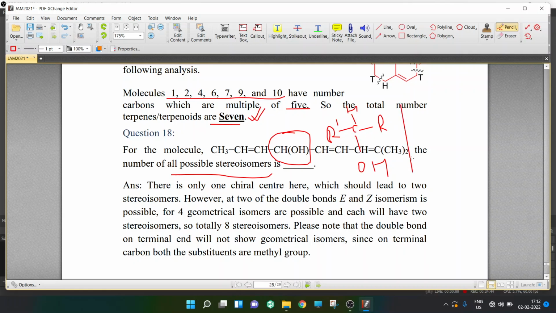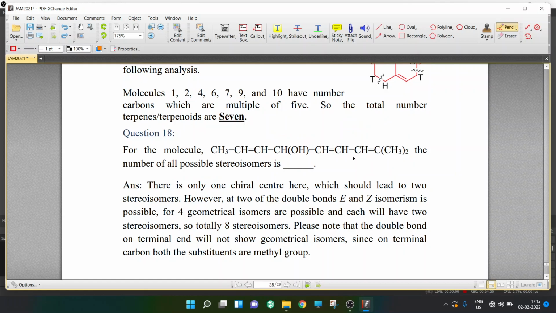So it should have 2 enantiomers, right? So the number of stereoisomers should generally be 2. But what happens is, you can see there is an alkene, and because of the alkene, E and Z possibility is there. Because of that, the number of stereoisomers increases. Only look here, at this terminal, both are CH3. So if it is CH3, then there is no question of E or Z isomerism.